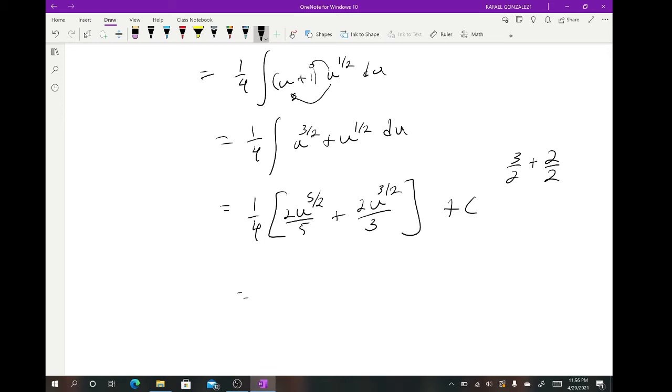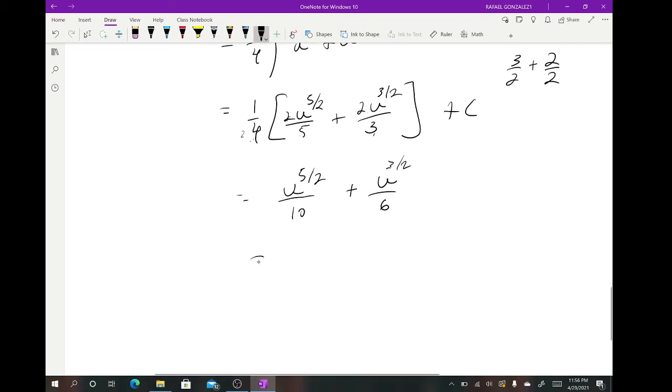And now you could multiply in the 1/4, so you get u to the 5 over 2, and then the 2 and the 4 cancel out, so you get a 2 here, so over 10, plus u to the 3/2, and then again 2 over 3. The 2 cancels out, and you have 2 times 3, which is 6. And then finally, plus c.